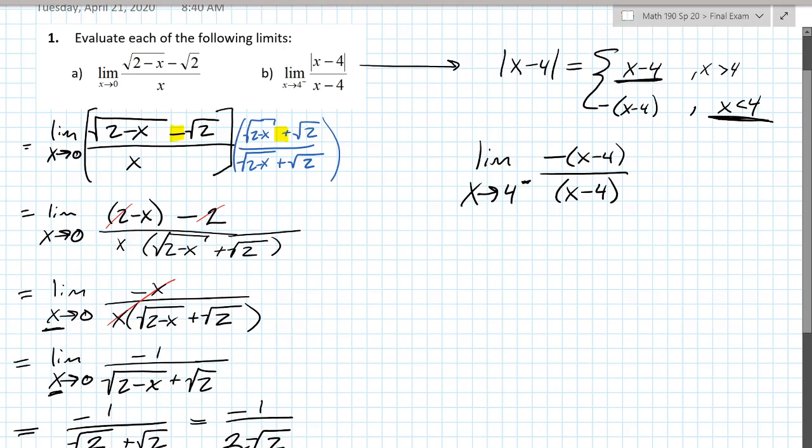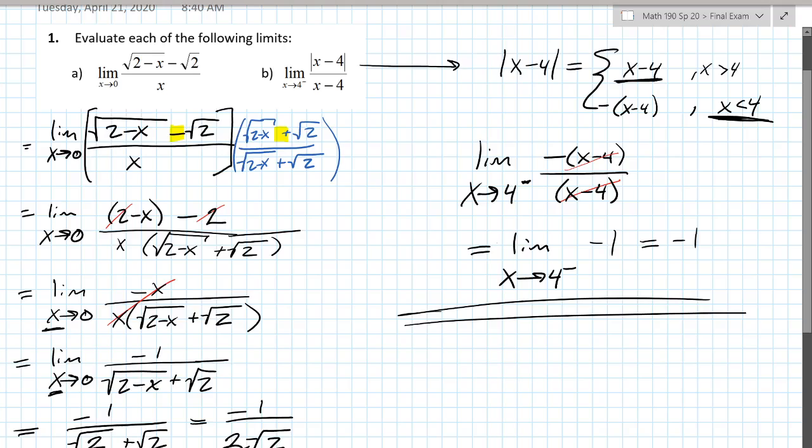at the top. Well, that pretty much solves the problem, because now I have x minus 4 over x minus 4, which simplifies to 1, and we're left with the limit as x approaches 4 from the left of negative 1, which is negative 1.